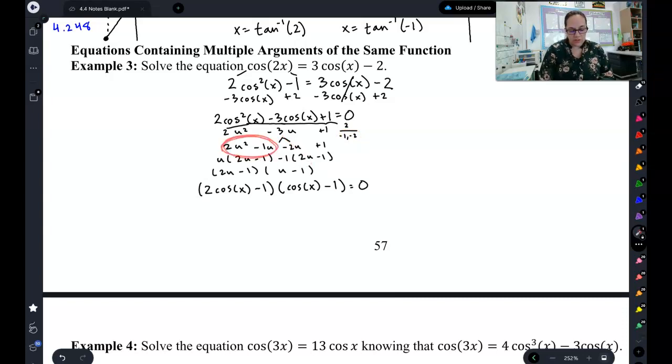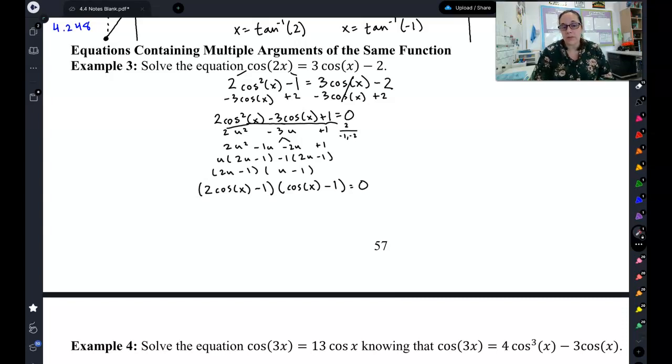Look at what these two have in common, which is a u. And look at what these two have in common, which is a negative 1. Take those out and factor it as 2u minus 1 and u minus 1. Then, now that it's all factored, I change the u's back to cosines. So I get 2 cosine of x minus 1 and cosine of x minus 1. Now that we have it all factored, you can set each of them individually equal to 0 and solve.